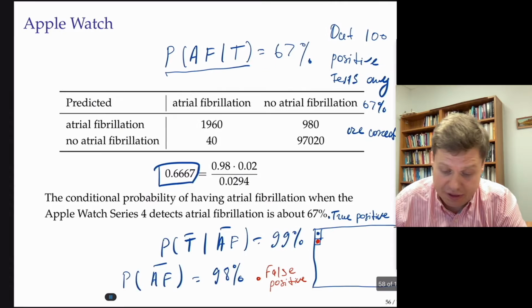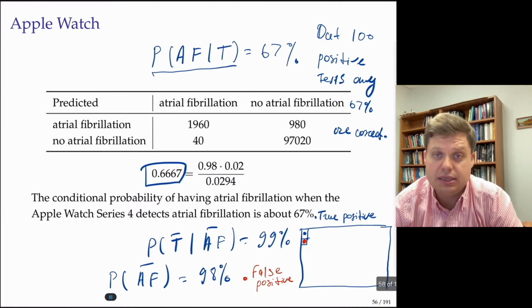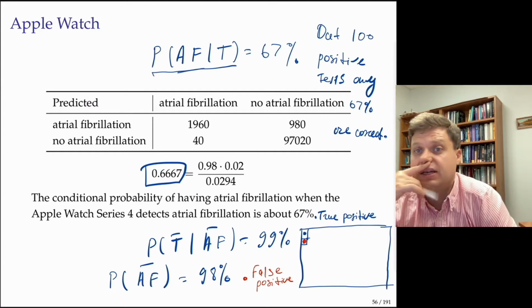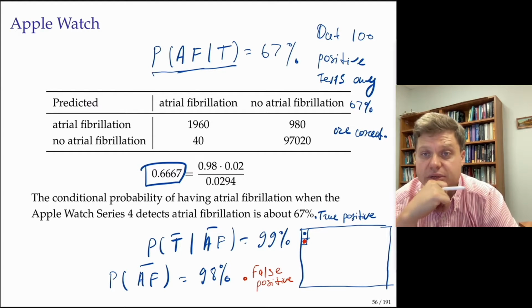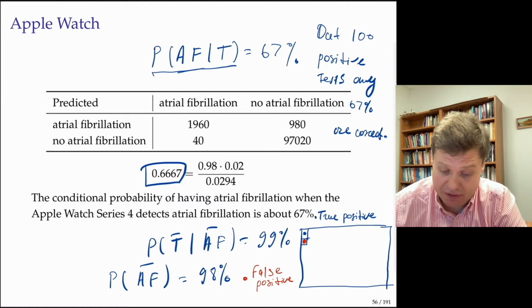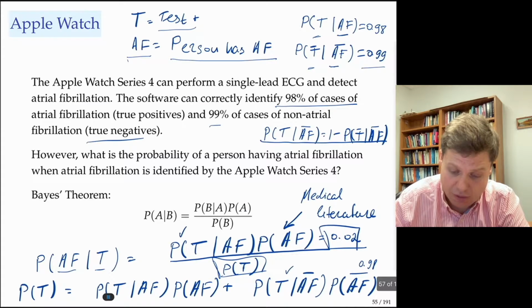And if you plug everything in, you actually get 67%, meaning the probability that arterial fibrillation is present given the test is positive is 67%. And the probability goes down quite significantly from this likelihood of 98%.